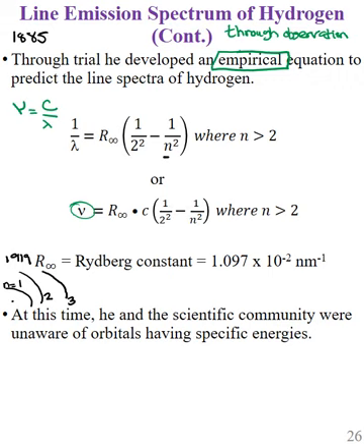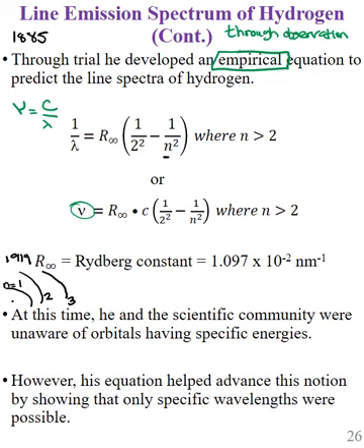But looking here, when he put n into that equation, he just said n had to be an integer. He had no idea about these energy levels. So isn't that super interesting? Now, however, this equation helped advance this notion that energy levels have specific energies by showing that only specific wavelengths were possible.